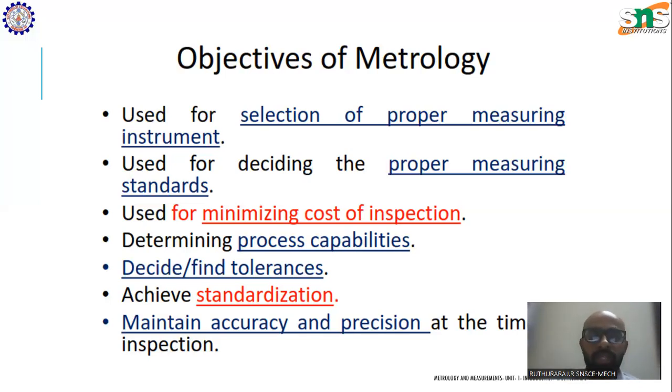Then determining the process capability. Process capability is nothing but understanding the limitations as well as the capabilities of a particular product. A product can be used to a certain extent. Understanding that particular concept is called determining the process capability. And then finding the tolerance, so setting a tolerance value. Tolerance is nothing but setting some acceptable error value.